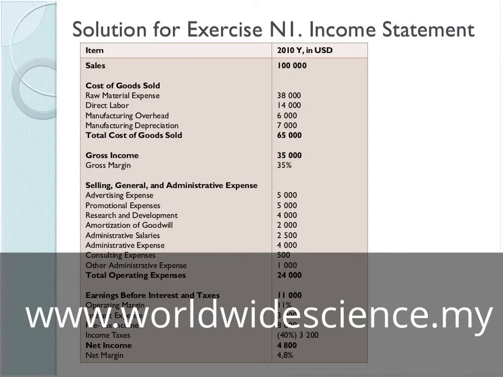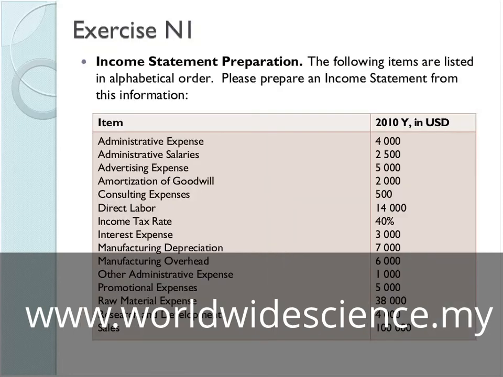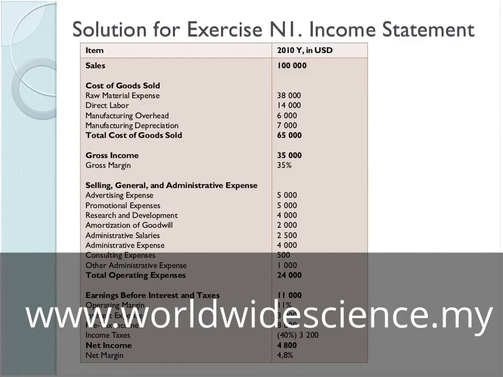So first, in the income statement, we should put the sales as the revenues, right? So let's see. We have sales from exercise number 1. Sales is equal to 100,000 in USD, right? Then we must deduct from the sales our cost of goods sold. Here, first we put the sales. We have the revenue, then the cost of goods sold.